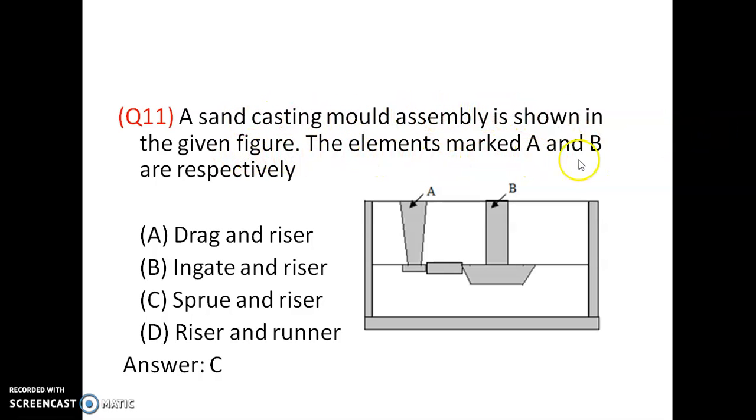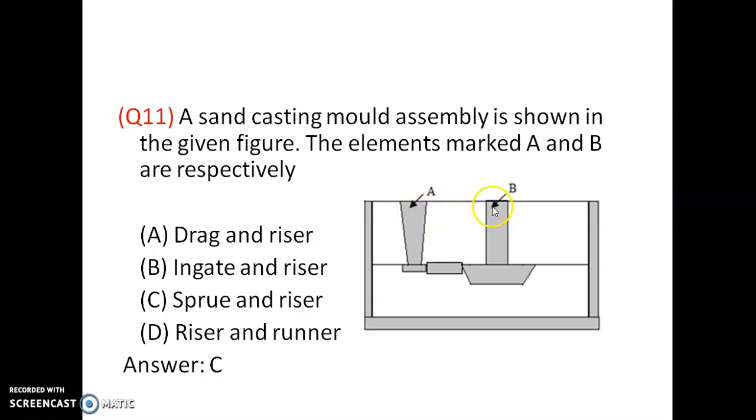The elements marked A and B are respectively: option A, drag and riser; B, ingate and riser; C, sprue and riser; D, riser and runner. So this is a mold cavity and this is a riser. B is a riser, and A is a sprue, and this horizontal path is called a runner. So A is a sprue and B is a riser.